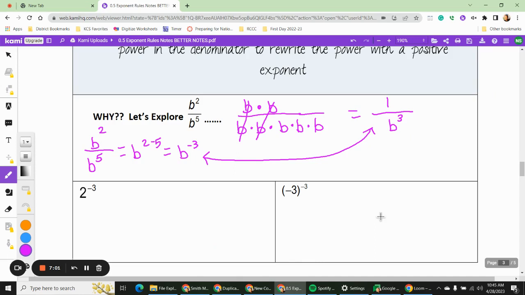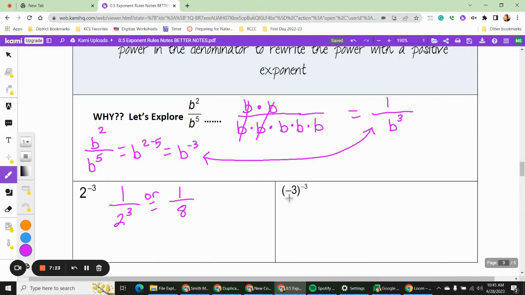All right, so let's rewrite these problems with the negative exponents. 2 to the negative 3 power is the same as 1 over 2 to the third power. Okay, and again, we can simplify 2 to the third power and write 2 to the third power is 8. So this is the same as 1 over 8. That's fine. We can write it this way, the first way, or the second way.